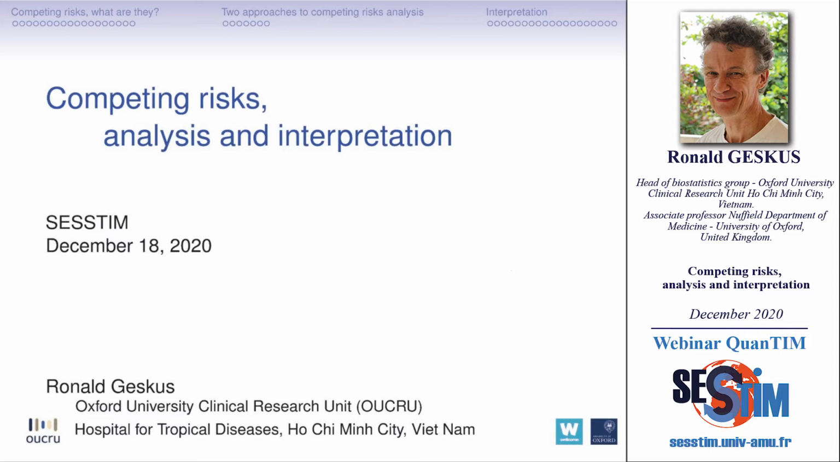So I currently work at the Oxford University Clinical Research Unit in Ho Chi Minh City in Vietnam. So this is a unit from the University of Oxford. It's completely devoted to the study of infectious diseases, and it is located at the compound of the Hospital for Tropical Diseases. According to the head of the unit, this hospital is the largest hospital in the world that only focuses on infectious diseases, and there are still a lot of infectious diseases in Vietnam, more than in Europe.